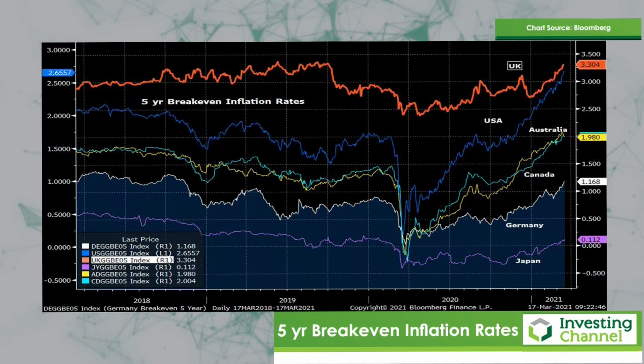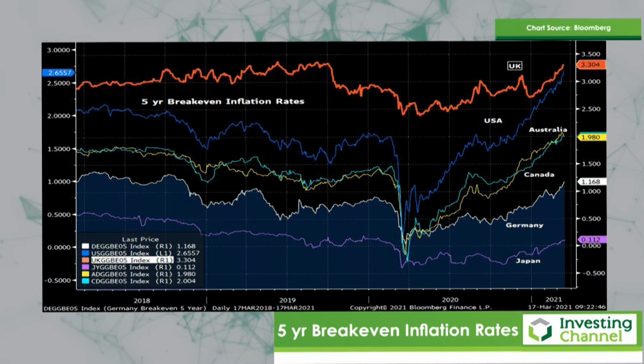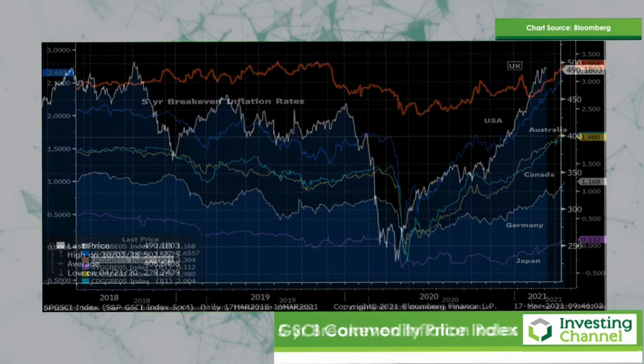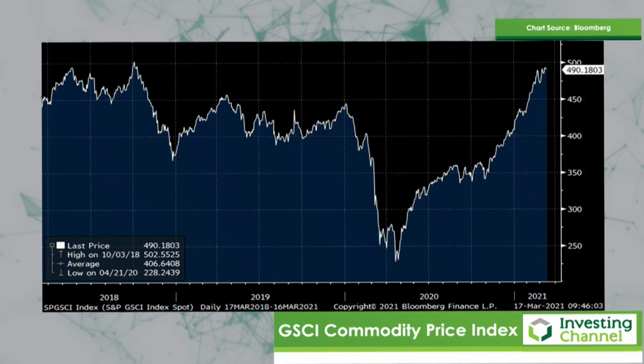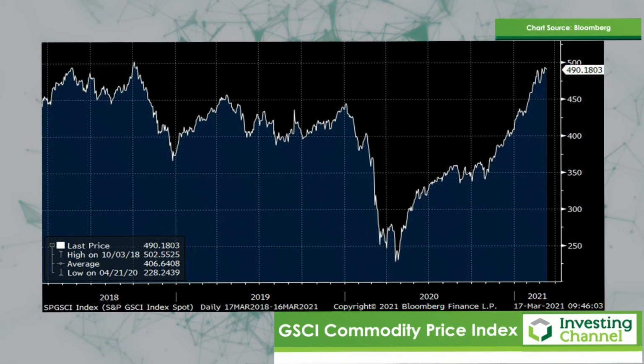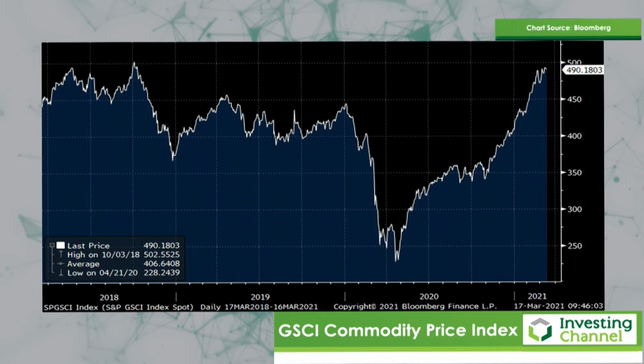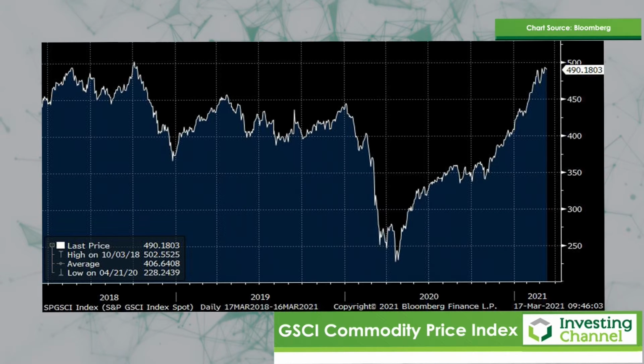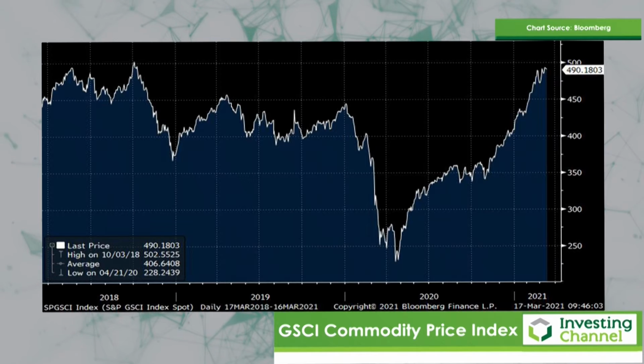So what's driving a lot of these inflation pressures? We come to my next chart, which is the Goldman Sachs Commodity Price Index. It's significant in the sense that we are now actually above the levels that we were not only pre-crisis, but also the levels that we were back in 2018.